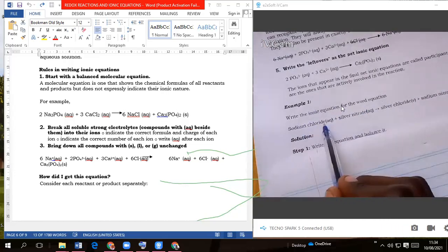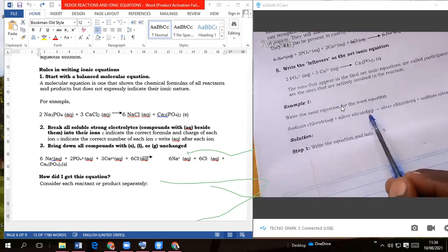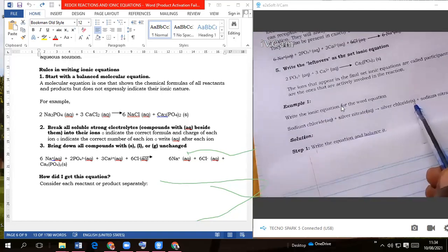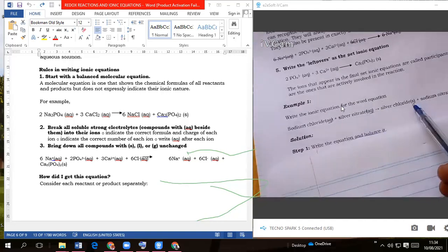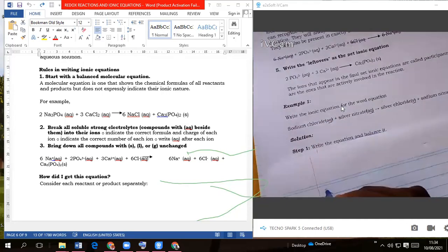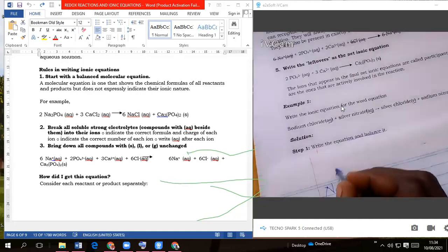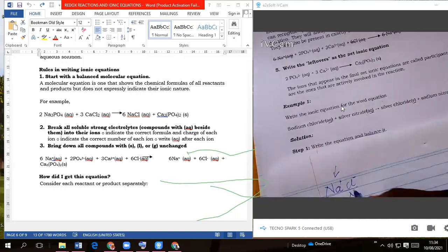We have sodium chloride plus silver nitrate. You get silver chloride, the solid, and sodium nitrate aqueous. This is aqueous. This is aqueous. This is a solid. This is aqueous. We have sodium chloride as this. Sodium has a valence 1. We are forming a compound. Chloride has also -1. So when they react, they form sodium chloride plus this aqueous.